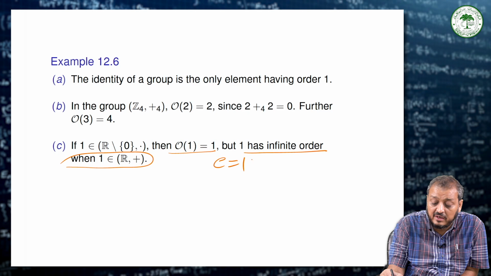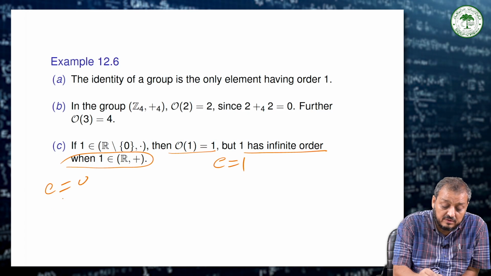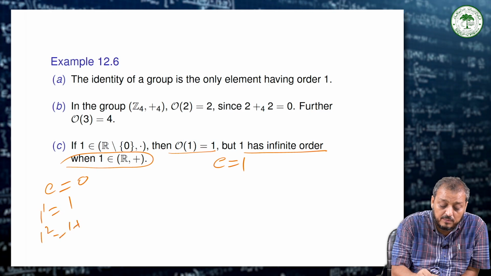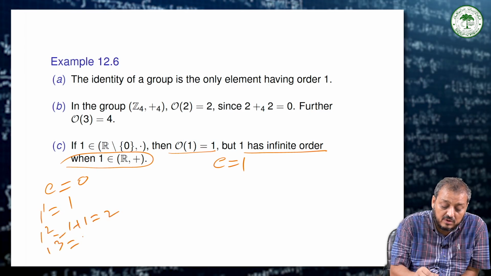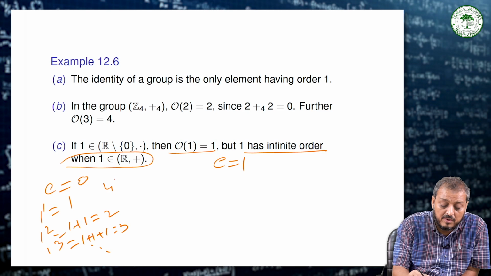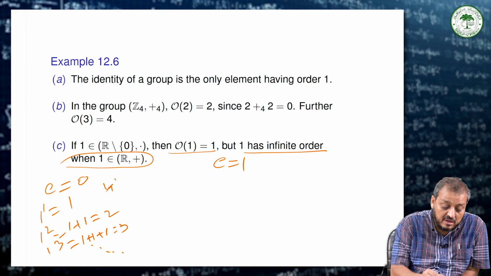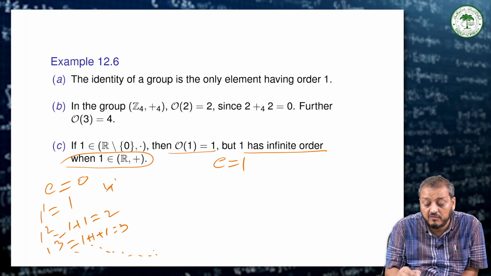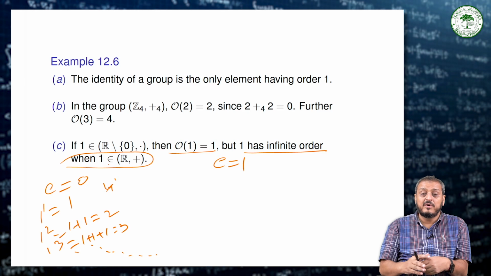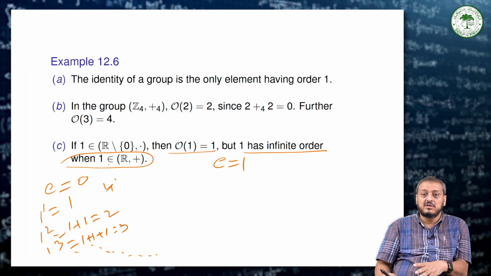under addition, the identity element is equal to 0. So, 1 to the power 1 is equal to 1, 1 squared is equal to 1 plus 1 is equal to 2, 1 to the power 3 is equal to 3 and so on. If 1 to the power n is never the identity, this means 1 has infinite order, we cannot get the identity at any such point. So, under addition, real numbers under addition is a group.